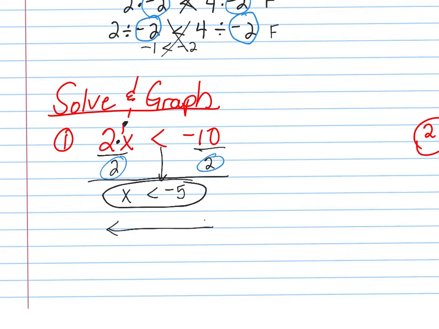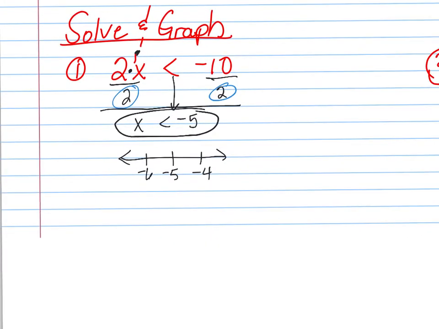On your number line, here's negative 5, there's negative 6, negative 4, right? Open circle or solid dot? Shading which direction? Left. That says any number less than negative 5, so it goes to the left. All the numbers to the left are less than that. Questions?